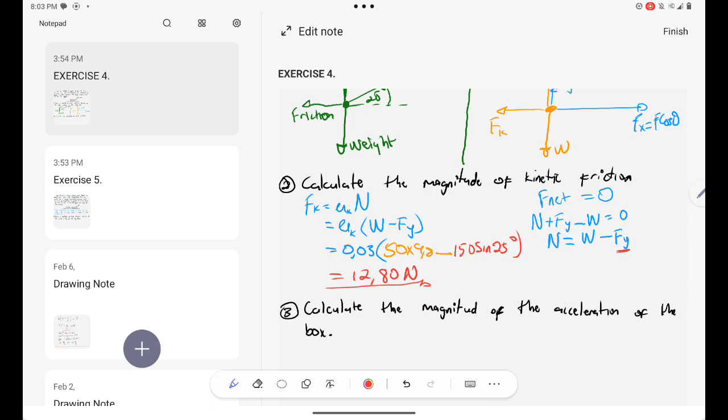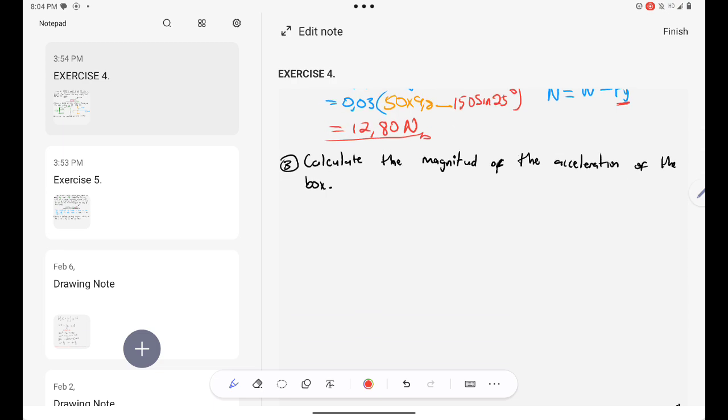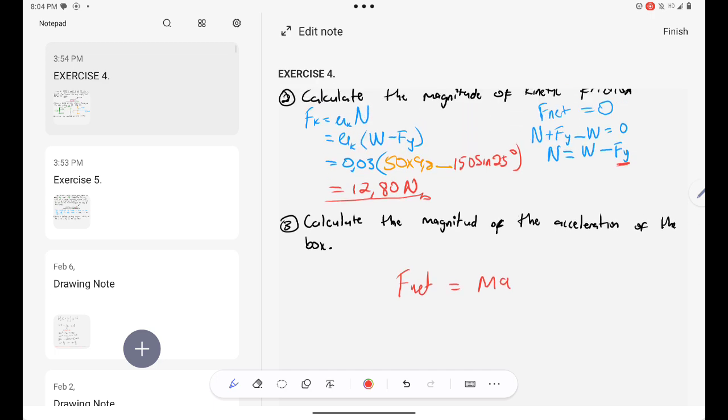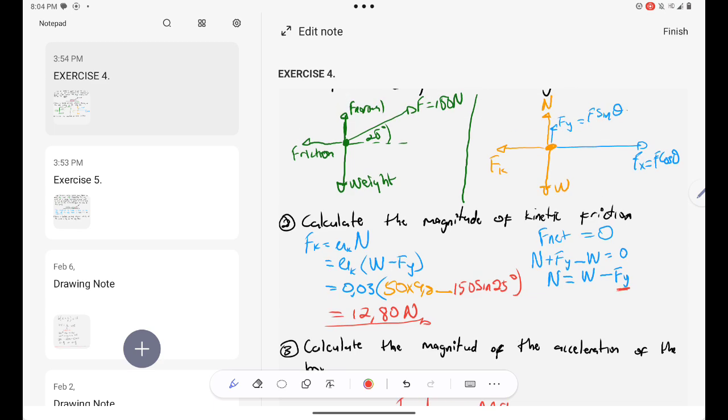That's how we can find the normal force. Okay, third question, they want us to calculate the magnitude of the acceleration of the box. Remember that F net is equal to ma. Are we together? But since our box is only accelerating horizontally, we will focus on the horizontal forces.